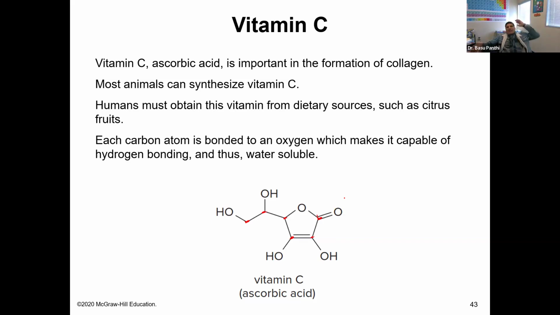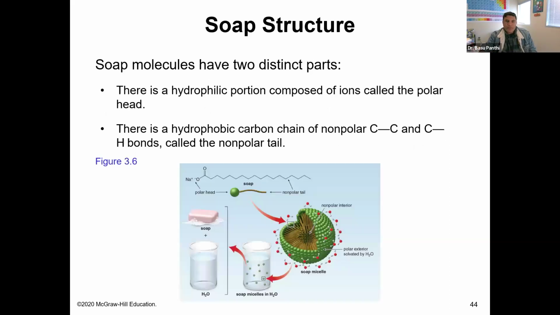But our rule is, if there are more than 5 carbons, it will be insoluble. But here there are too many polar hydroxy groups and oxygens. So this is soluble in water. There are exceptions. Just make a judgment based on the structure. Sometimes even bigger molecules are soluble in water. So this is water soluble.